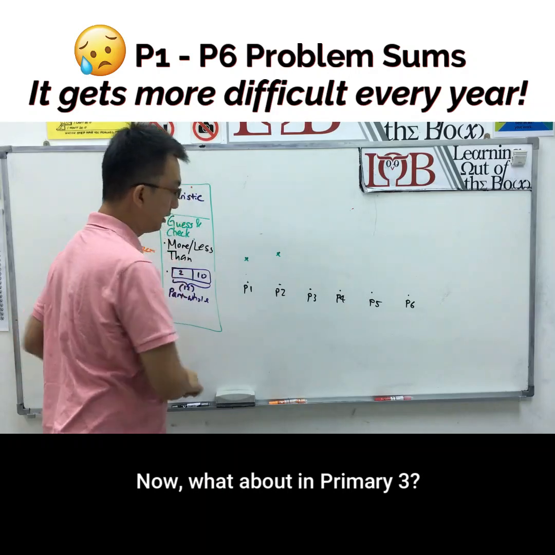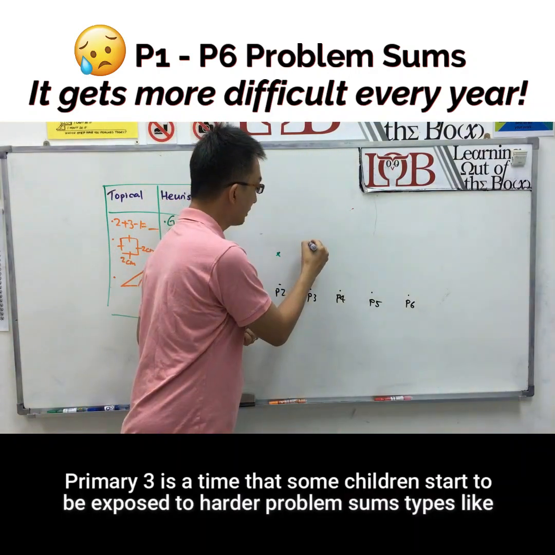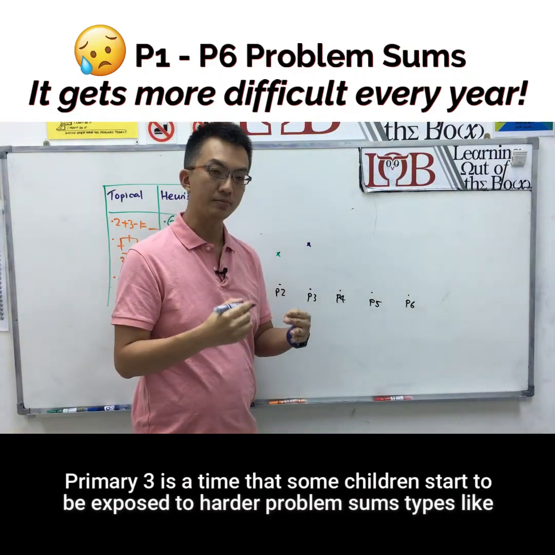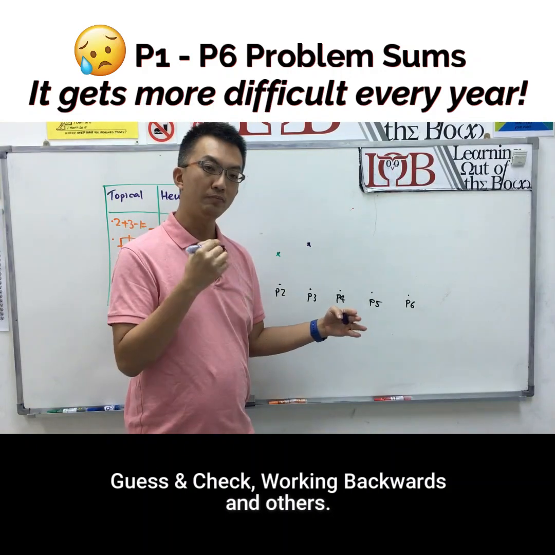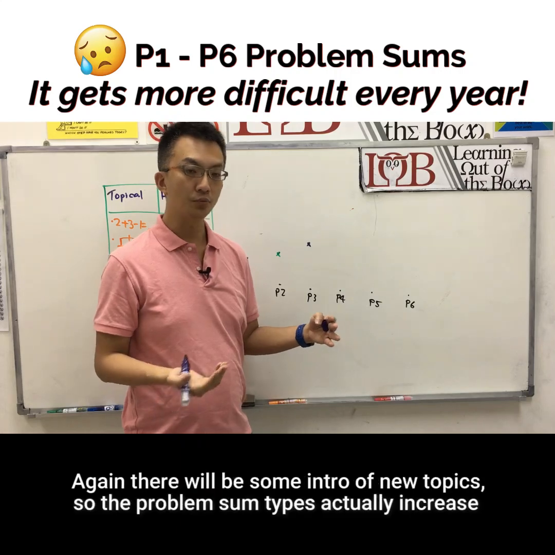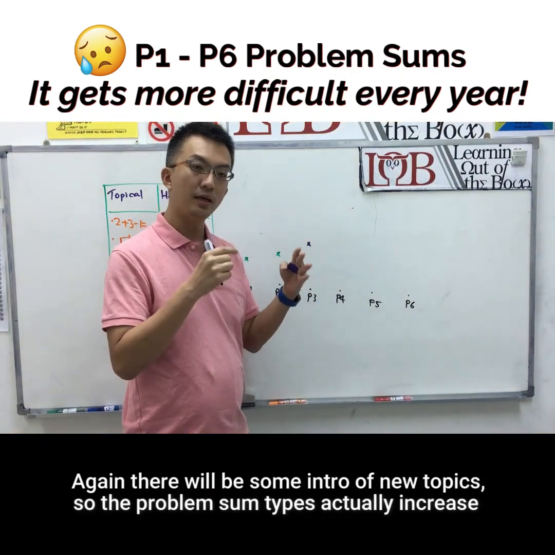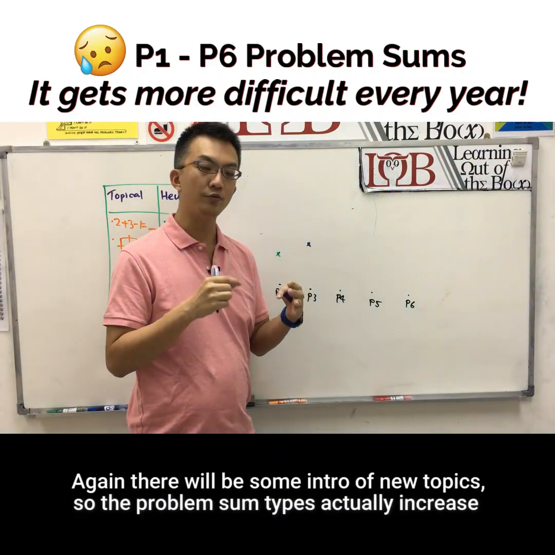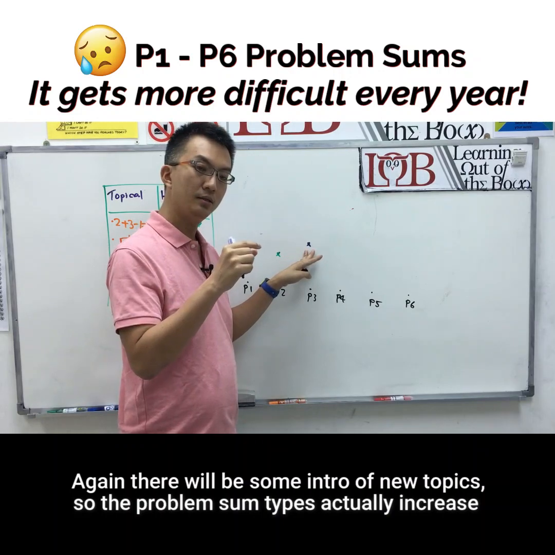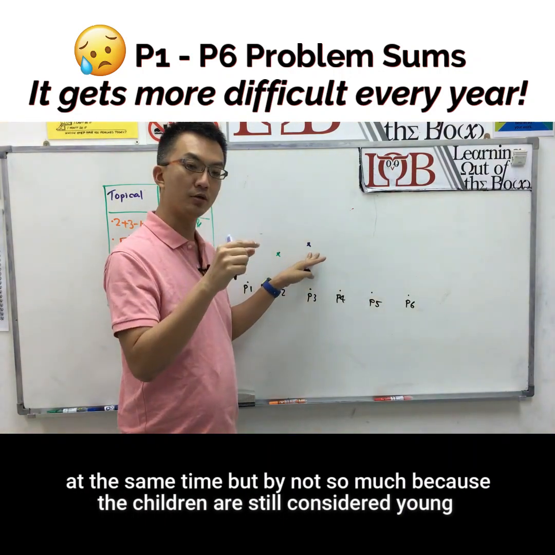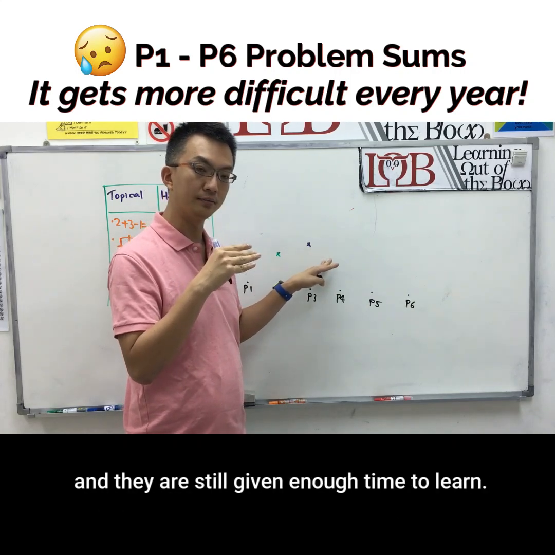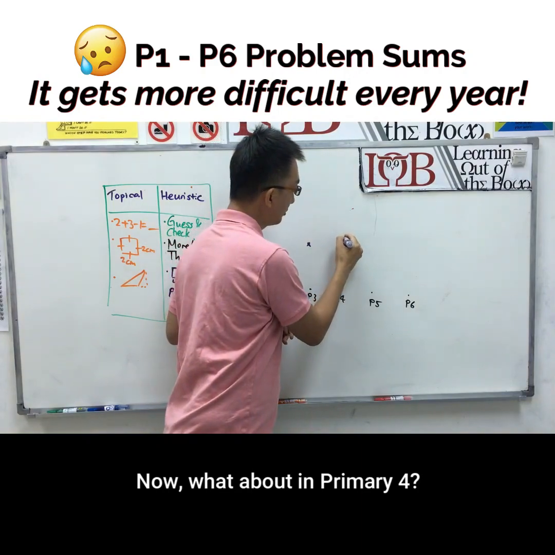Now, what about in primary 3? Primary 3 is the time that some children start to be exposed to harder problem sum types like guess and check, working backwards, and others, and probably same difference. So again, there will be some intro of new topics. So the problem sum types actually increase, but not so much, because the children are still considered young and they are still given enough time to learn. Now, what about in P4?